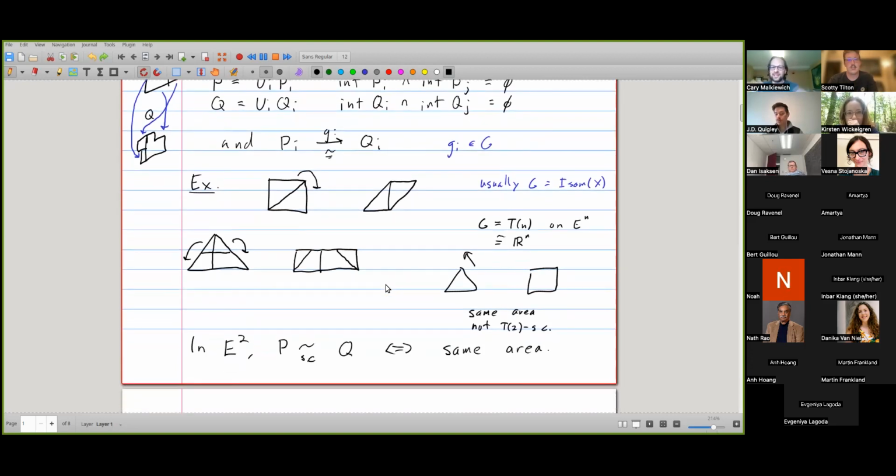All right, so that's scissors congruence. You're looking at polytopes in one of these geometries, and you're saying, okay, up to this group G, can I cut one polytope into pieces and rearrange the pieces to make the other? There's an obvious invariant here. They have to have the same volume, because G is in the isometry group. So if they're scissors congruent, then they have the same volume. But the converse is not always true. Having the same volume is not always sufficient to argue that they're scissors congruent.